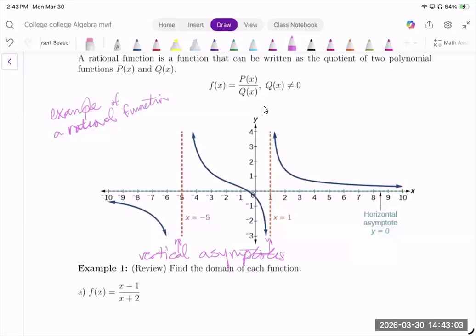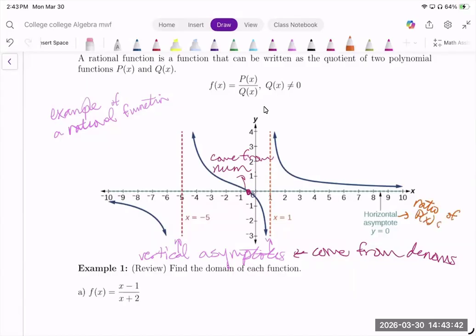But anyways, these come from where the denominator is equal to 0. They come from the denominator. You have x-intercepts that come from the numerator. And then here it says horizontal asymptotes. This comes from the ratio of your P's and Q's. So horizontal asymptotes come from the ratio of the p of x and q of x.